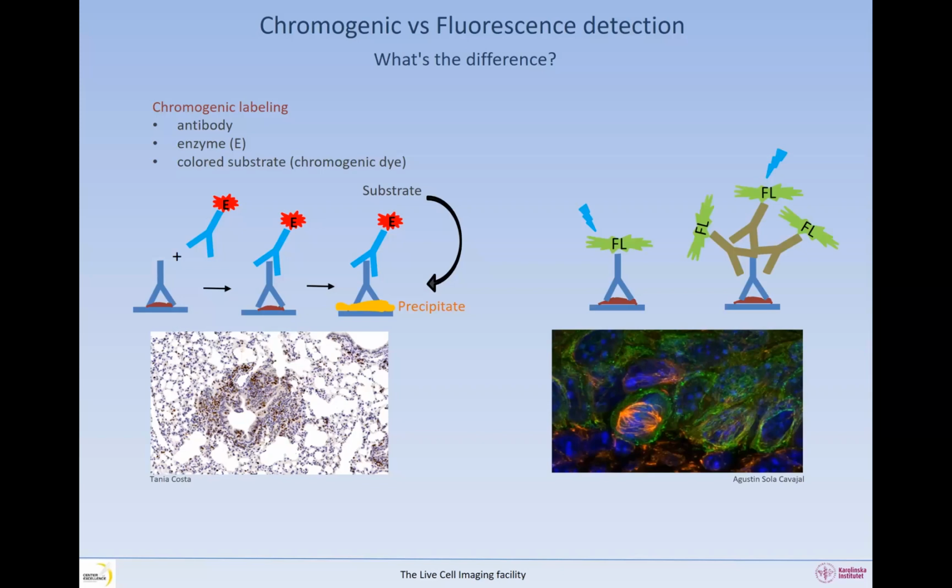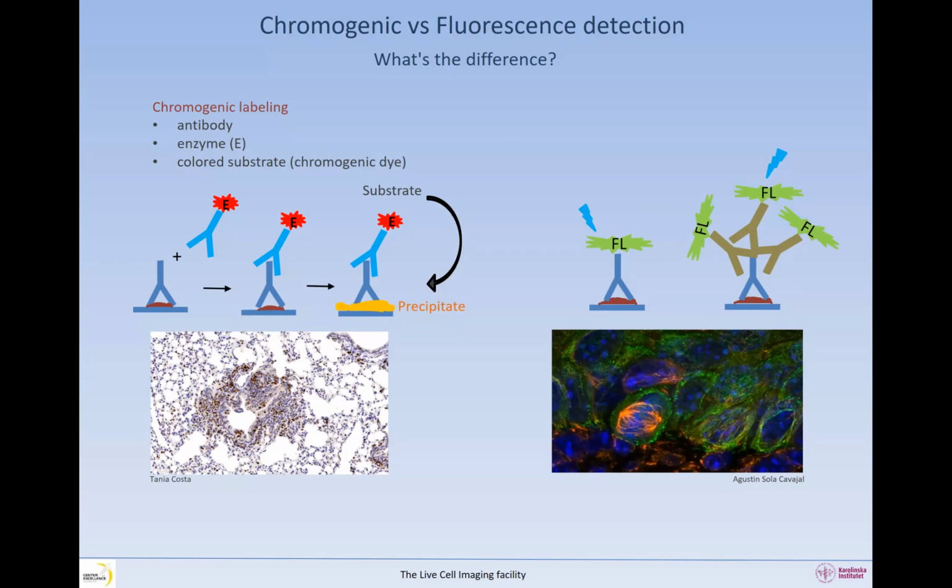The second method to detect your protein of interest is the fluorescence method, in which case your antibody will have a fluorophore which is attached either directly to your primary antibody, or is attached to secondary antibodies. So these fluorophores, as we know, have the ability to absorb and emit light.